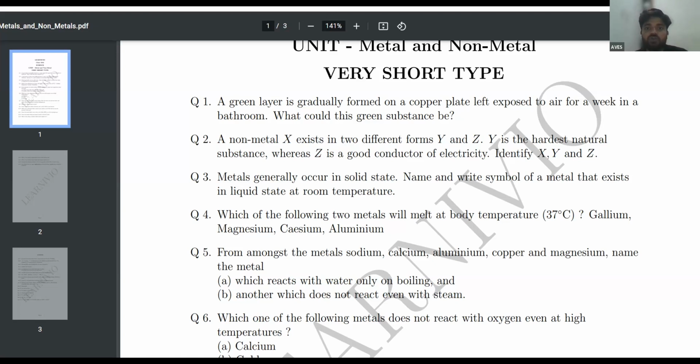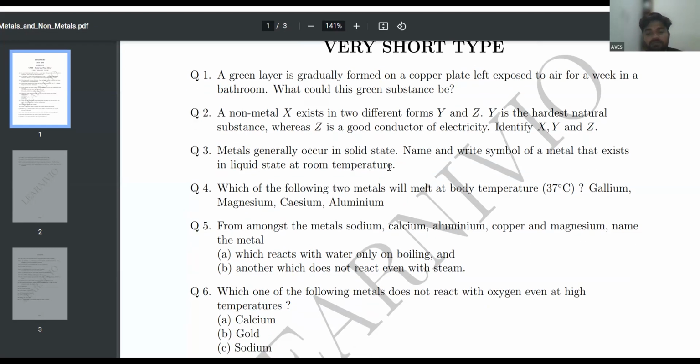So moving to this one, the non-metal X is carbon, which exists in two different forms, Y and Z. Y is the hardest substance, so Y will be considered as diamond, and Z will be considered as graphite, because it is a good conductor. Metals generally occur in solid state. Name and write the metal which exists in the liquid state at room temperature. Tell me. Mercury.